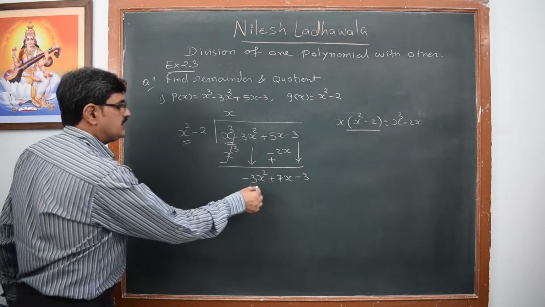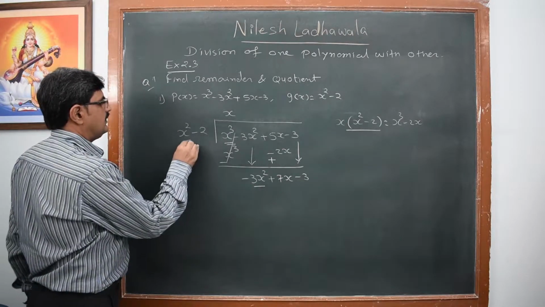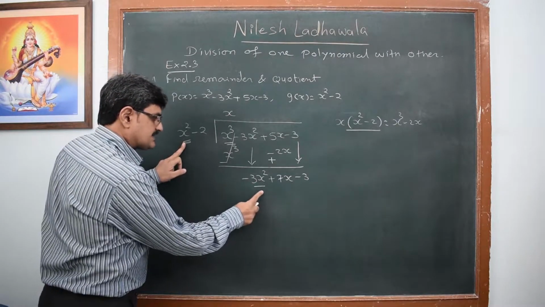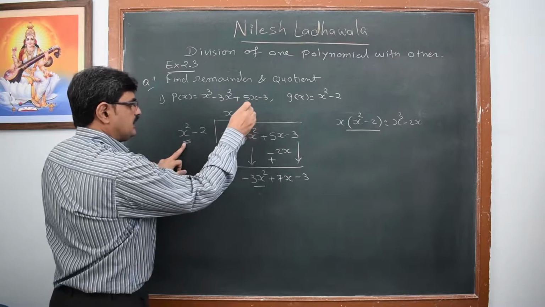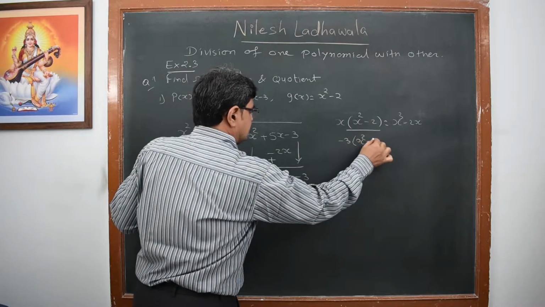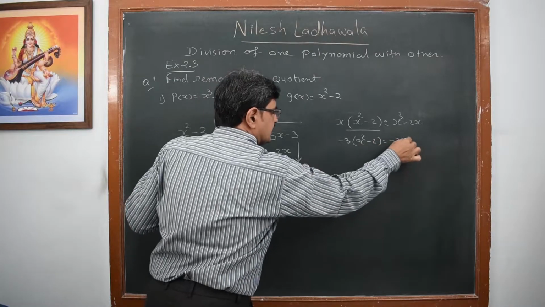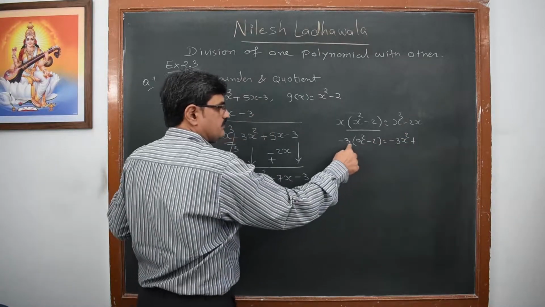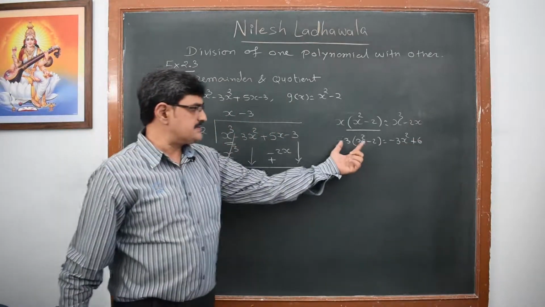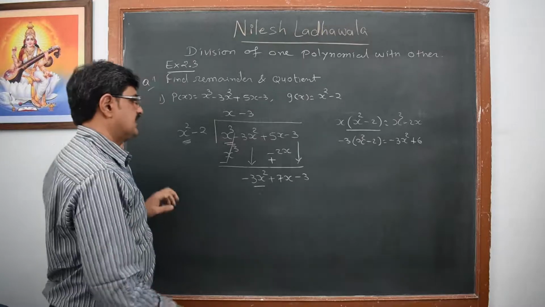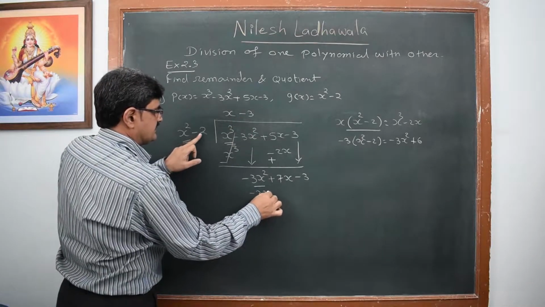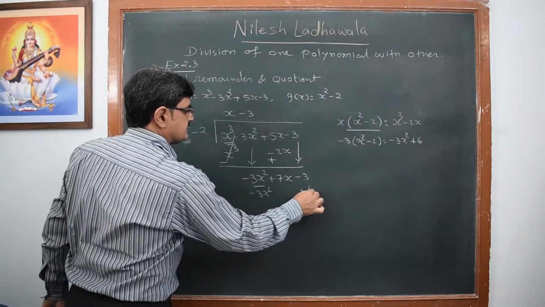Now again we have here minus 3x square and here we have x square. With which term should I multiply x square to get minus 3x square? So I should multiply it with minus 3. So you can multiply minus 3 with x square minus 2. So you will get minus 3x square. Now minus multiplied by minus, that is plus. Okay, minus into minus, it will be plus. So if I multiply minus 3 with x square minus 2, I will have minus 3x square and plus 6.